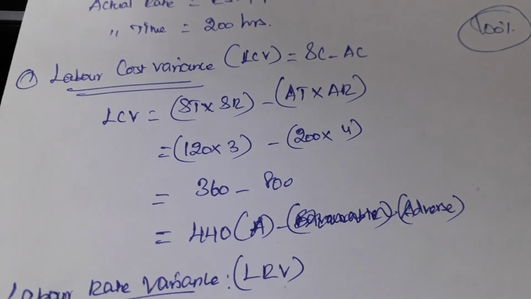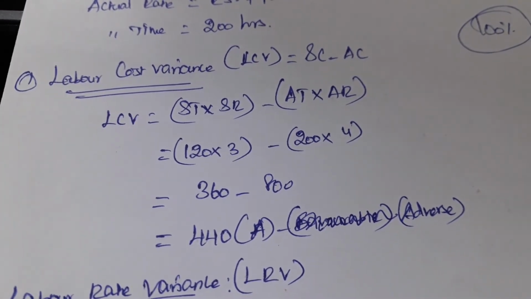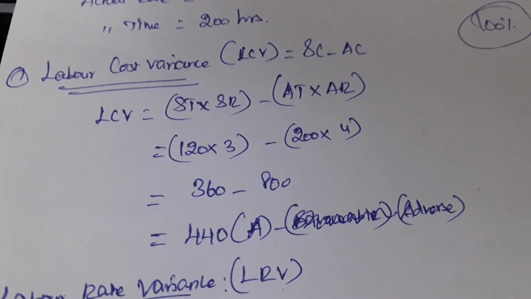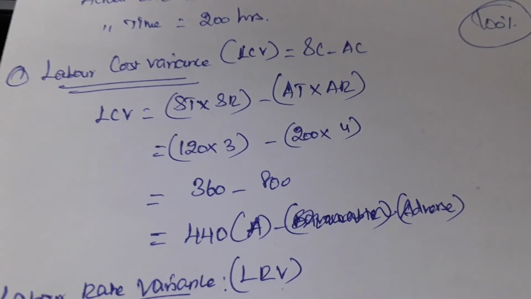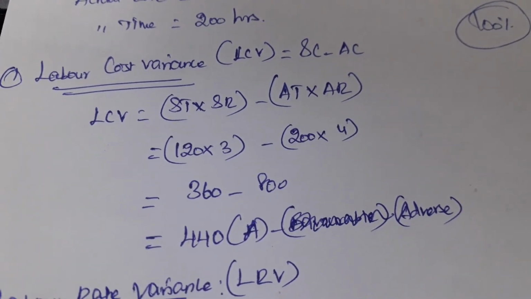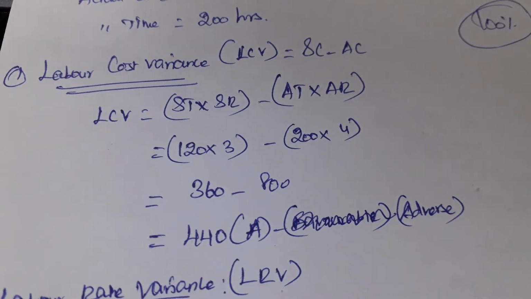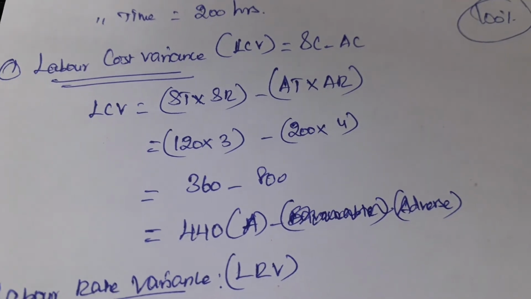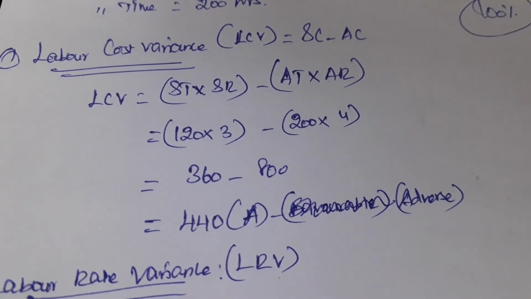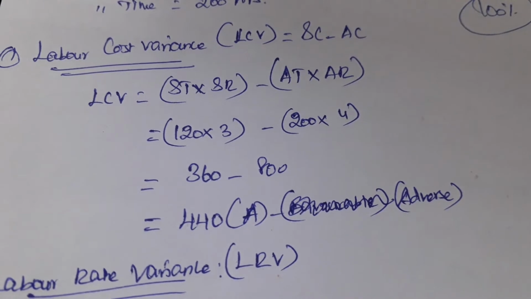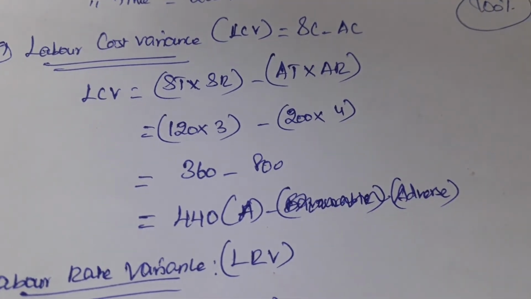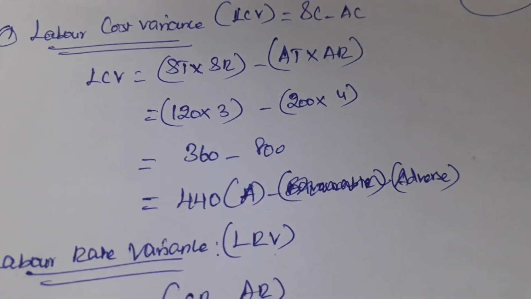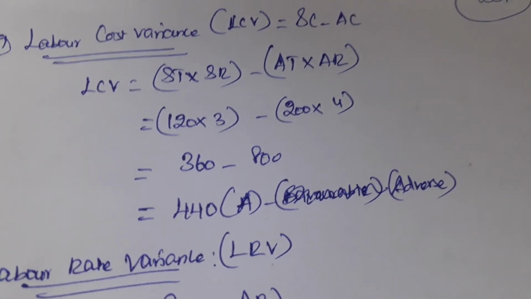The LCV formula is standard time into standard rate, minus the actual time into actual rate. We have got the value for the standard time, the standard rate, the actual rate and the actual time. If we apply the values in this formula, we can get the value as 440. It's not favorable, it is an adverse condition.